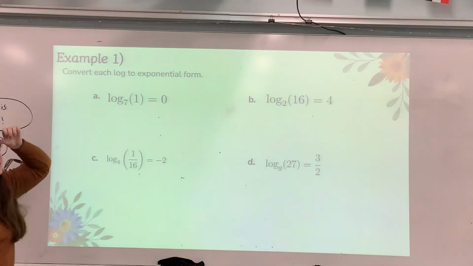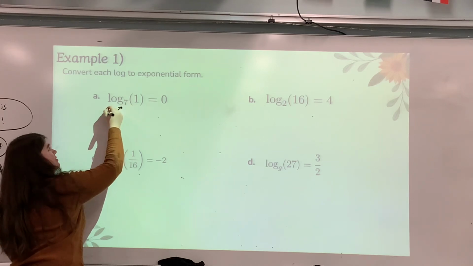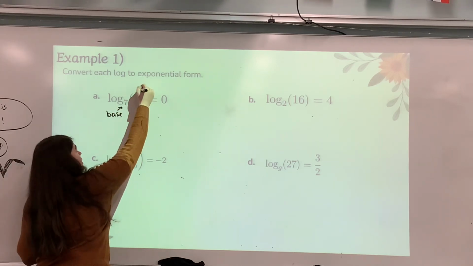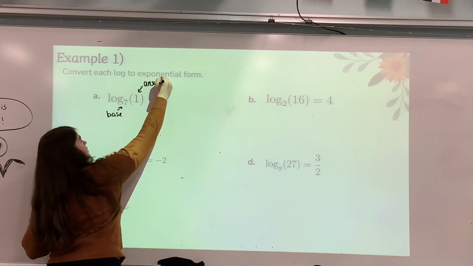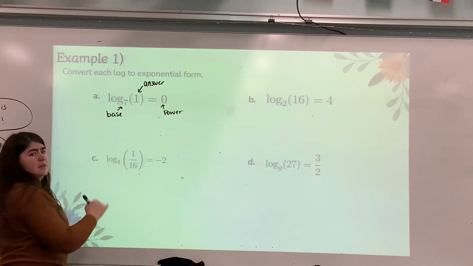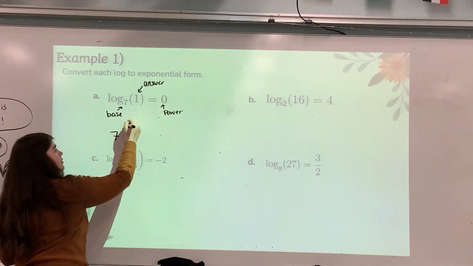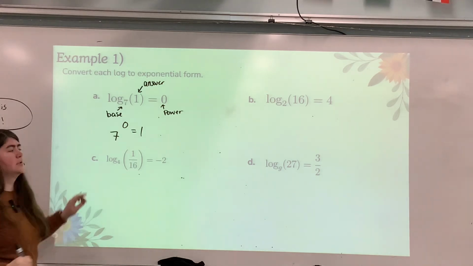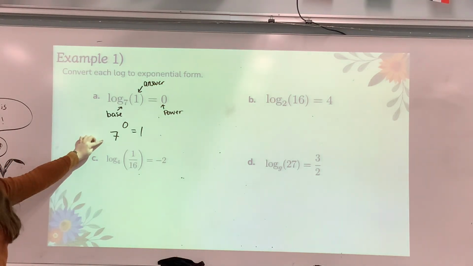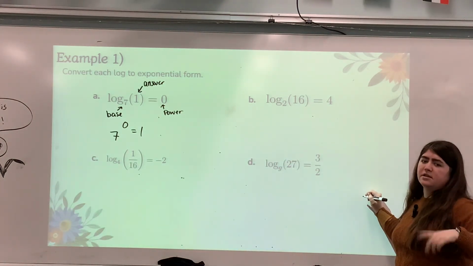All right, so example 1, we're going to convert each log to exponential form. We have log base 7 of 1 is equal to 0. So then this is your base. This is your answer. And this is the power. Will these always be true? They should always be true. This is actually quite easy. So we have 7 to the power of 0 is equal to 1. That would be your exponential form. So then 7 to the power of 0 is 1. Anything to the power of 0 is 1.